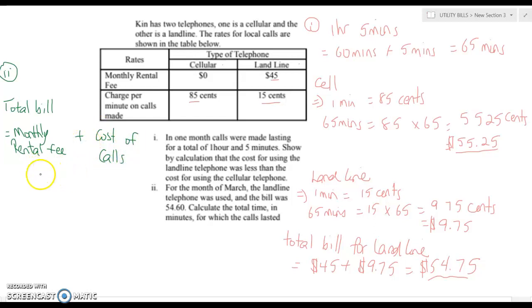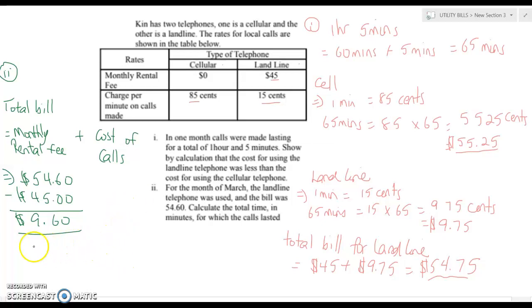Now his total bill here was $54.60. So you need to take away that rental fee. That rental fee of $45. Take away that. Right? So $54.60, take away 45. And you're going to remain with $9.60. So this $9.60 is how much he really paid, how much he spent on calls, right?